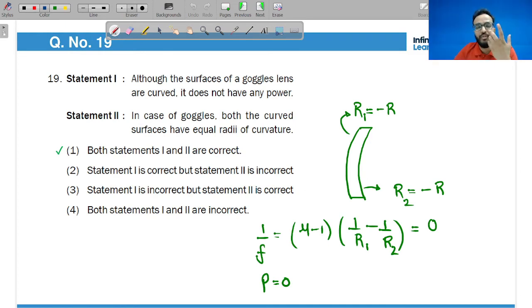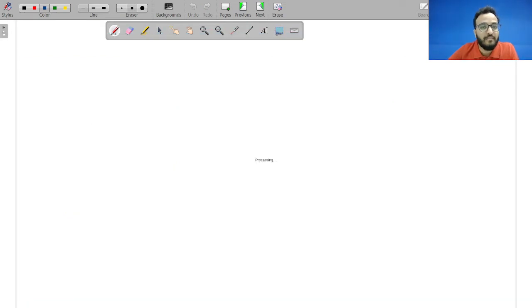Question number 19, we use goggles, right? But they are curved, but they don't have any power. The reason is that they have infinite focal length or power is zero. How? Because they have got curvatures like this. So R1 and R2 both are measured in this direction and both are of the same magnitude. So these curvatures are similar in direction and similar in radius of curvature. Then obviously this 1 by f will become 0 and power will become 0 because power is 1 by f. Got it? So first and second both statements are right.